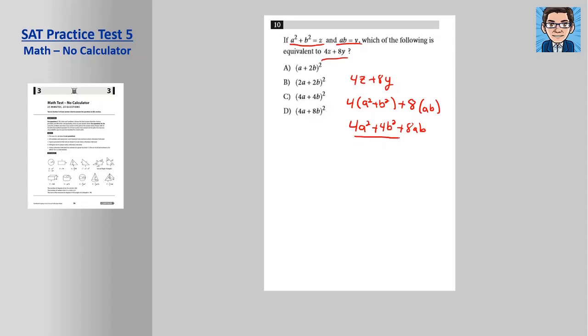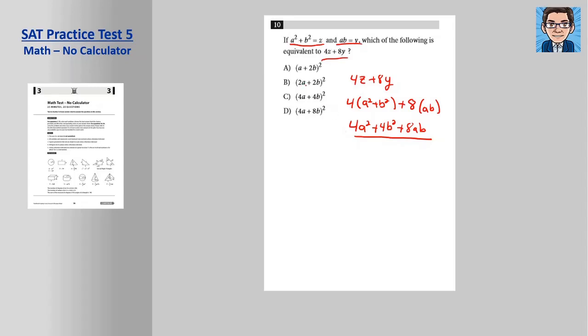Now, this doesn't match any of our answers, so we've got to take another step. We've got to multiply these out, do these perfect squares, and see which one matches. Now, if you remember how perfect squares go, perfect squares are going to be the first term squared plus twice the product of the two terms plus the last term squared. So which one of those is going to get us this? Well, right here, if we square 2a, we're going to get 4a squared.